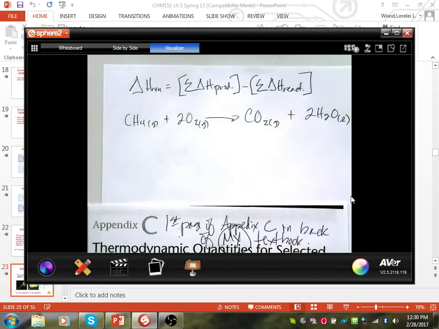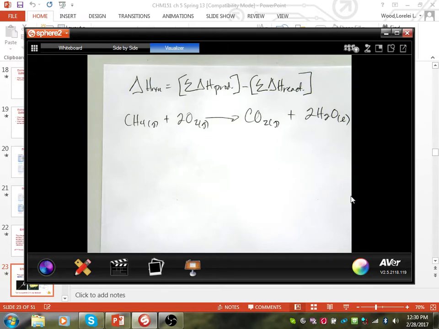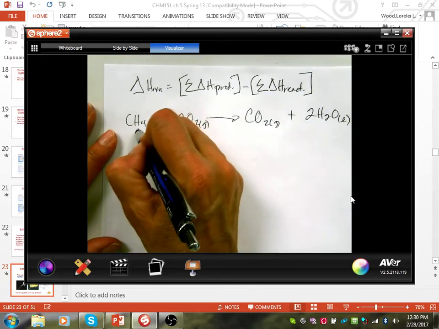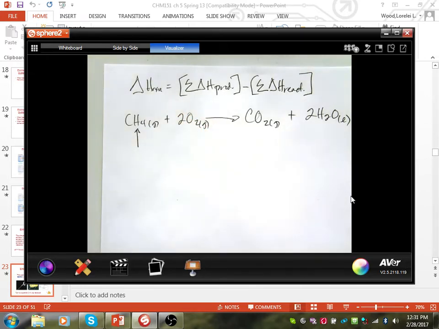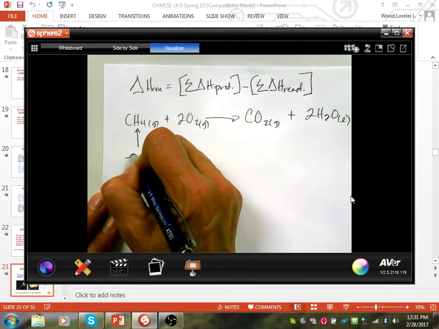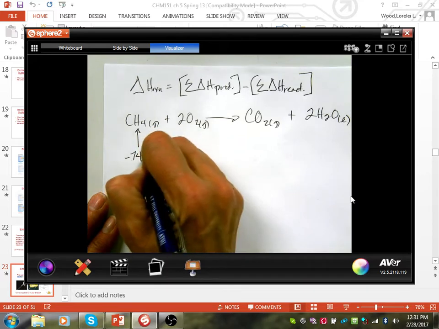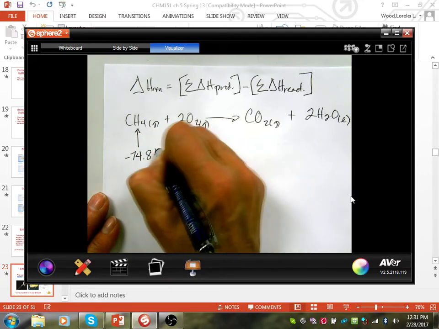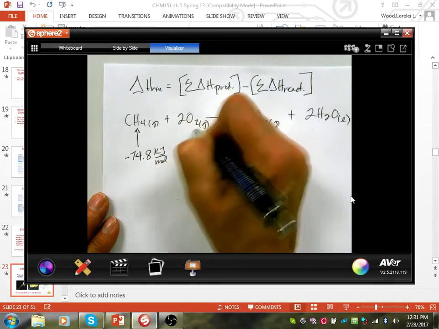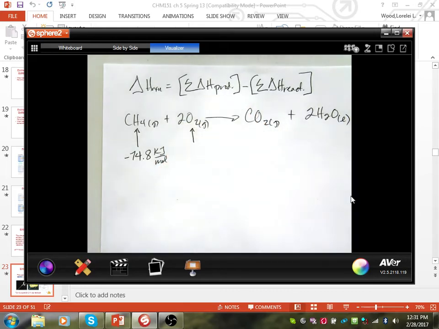All right, so let's look up the individual enthalpies. That's why I gave you guys the table. What's the enthalpy for CH4 as a gas? What is it? Negative 74.8 kilojoules per mole. All right. What's the enthalpy of formation of oxygen gas? 0, right? One of those, that's 0. Does it show it on your table as 0? O2, there we go, good.